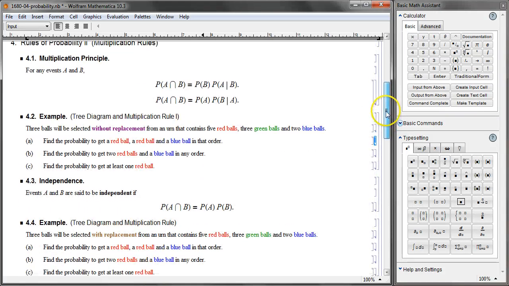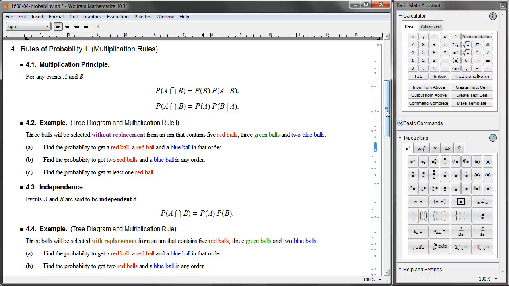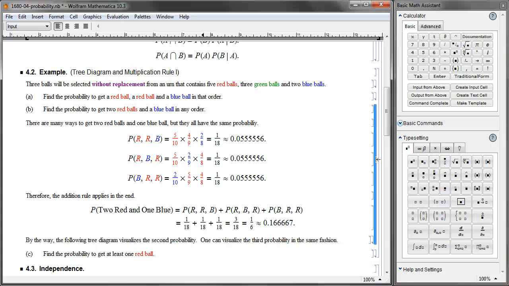Okay, now let's go over to the next problem. Find the probability that you get 2 red balls and a blue ball in any order. So it can be red, red, blue as part A, or red, blue, red, or blue, red, red. Are there any other ways? No, not really, those 3. And how do we work it out? Well, just the multiplication rule.